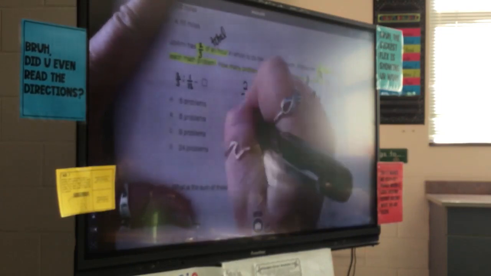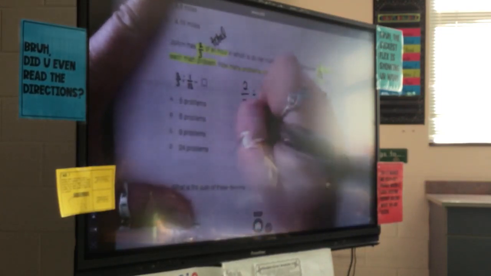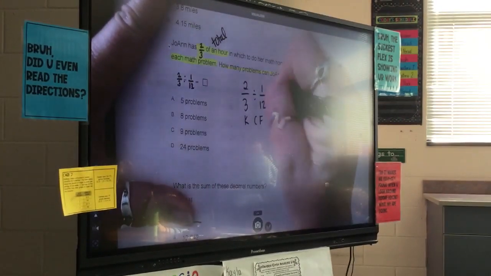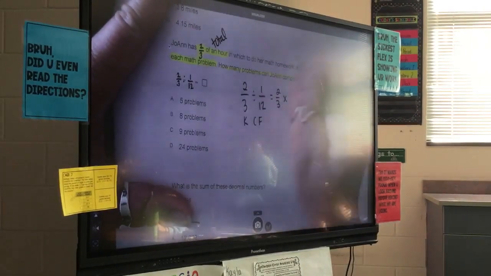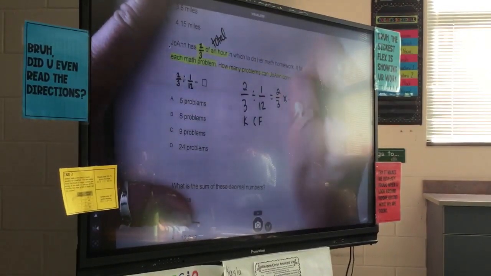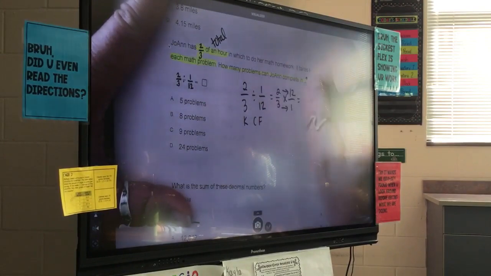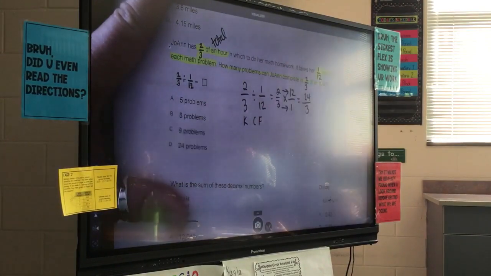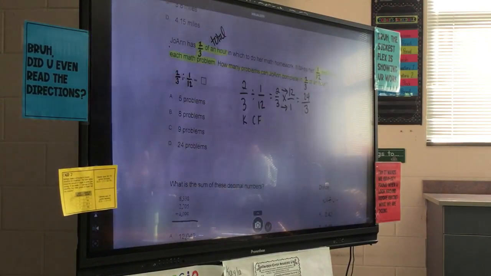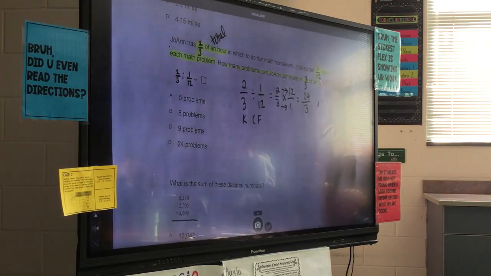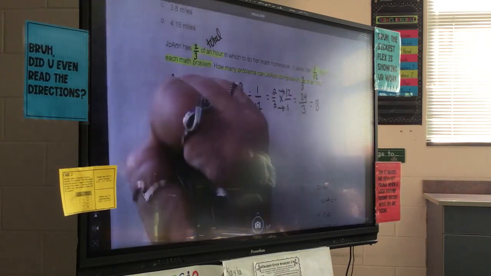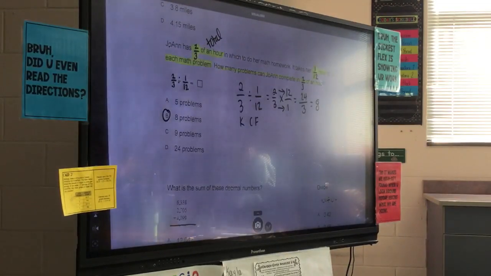So that means I keep the first one, change the operation to multiplication, and then flip the second one. Multiply straight across. I end up with 24/3. And 24/3 changed back to a mixed number is what, Isaac? 8. So the correct answer for that one is 8. If you did not do this one, please make sure you get it done.